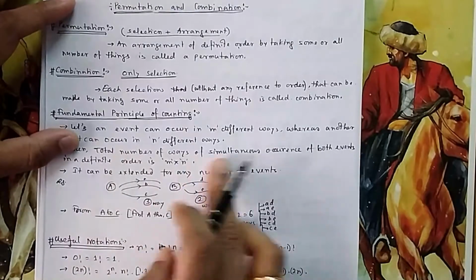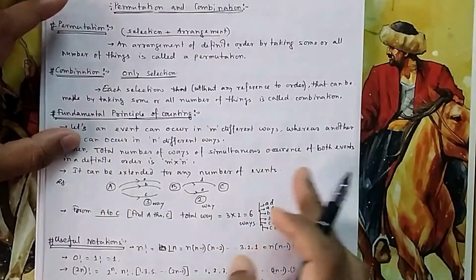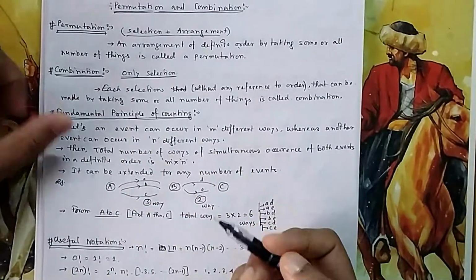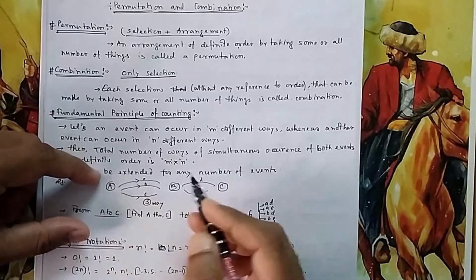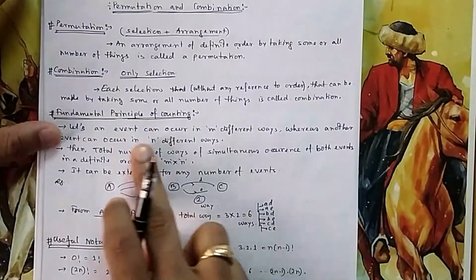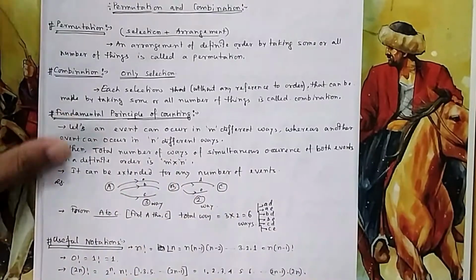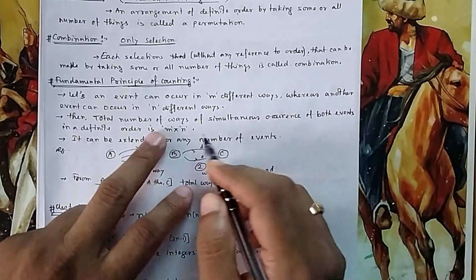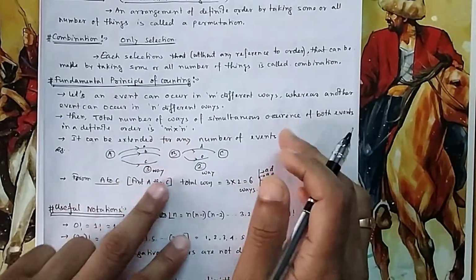So you want the total number of ways of the simultaneous occurrence. You want both the events to occur, in a definite, particular order. Suppose first you want this, then you want this, then the total number of ways is m into n. Now you can think it can be extended for any number. Suppose there are 3 events, so it will be m into n into p.